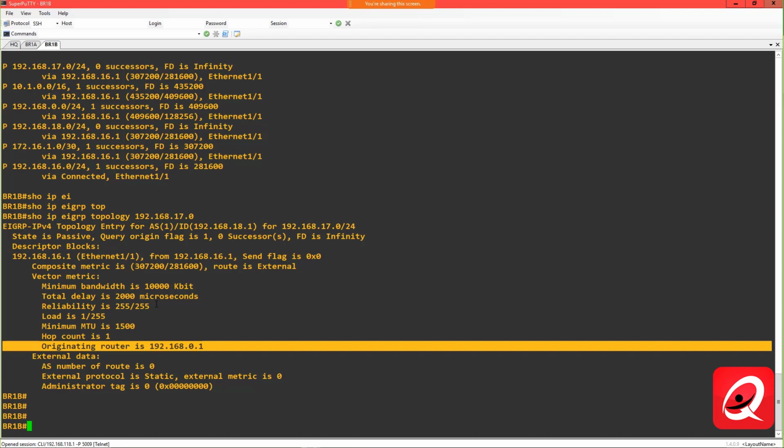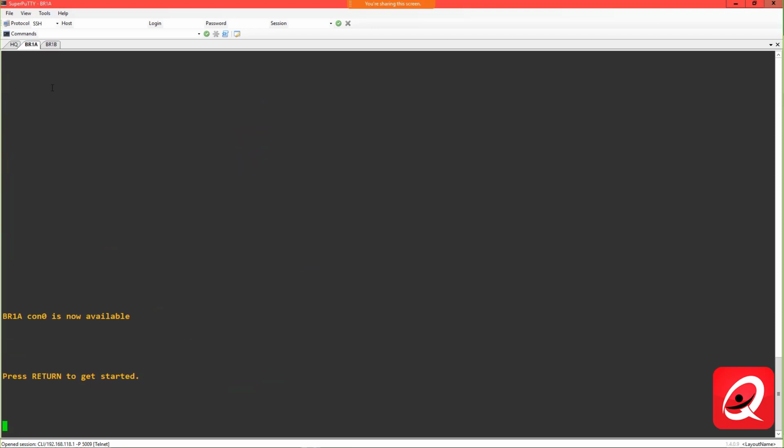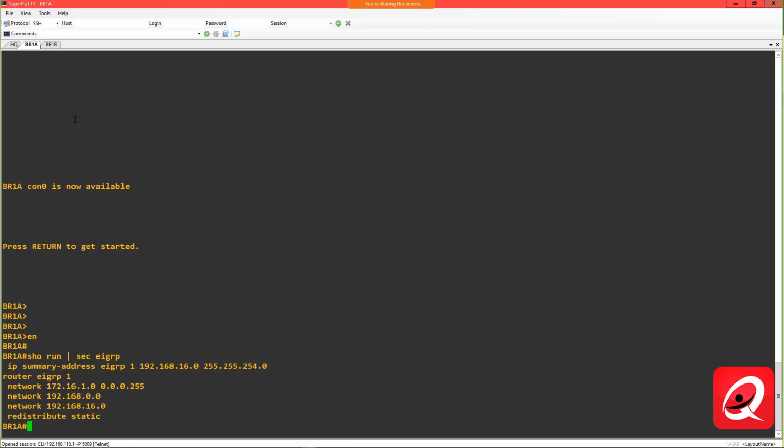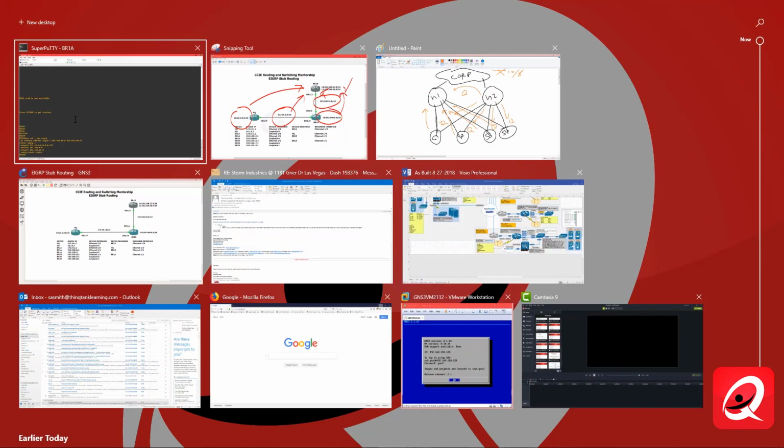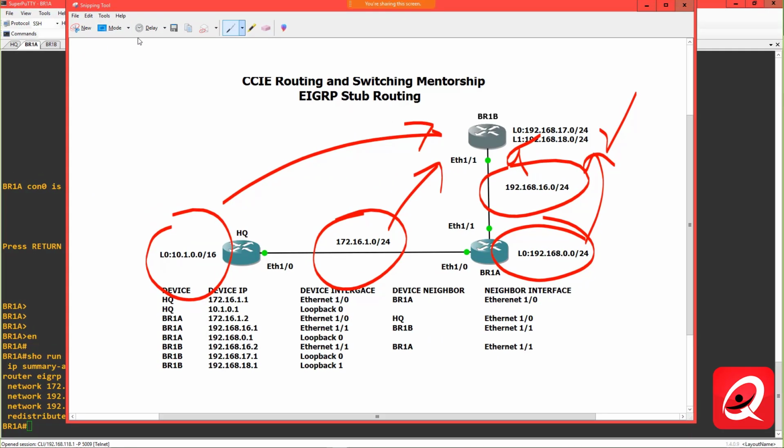All right, just something to keep in mind. Now let's go look and investigate BR1A's configuration. Show run section EIGRP. We do have a little bit of a different configuration here. The 172.16.1 subnet is running EIGRP. We can see that is the local LAN, so that makes sense.